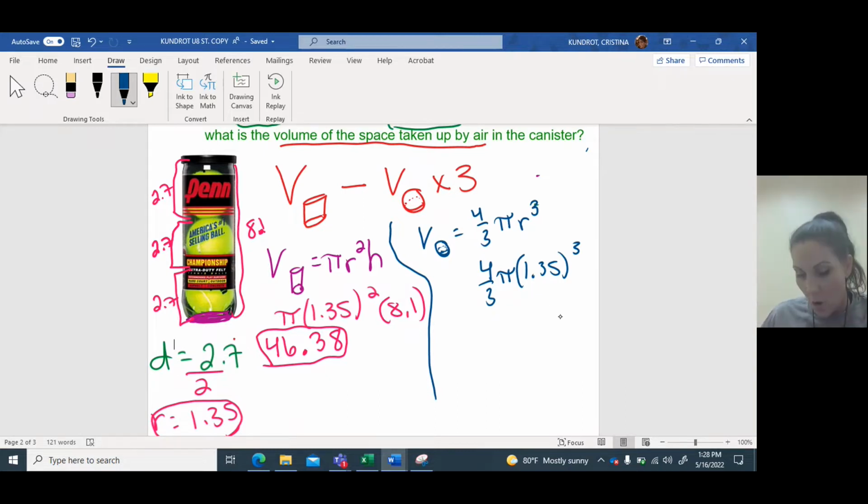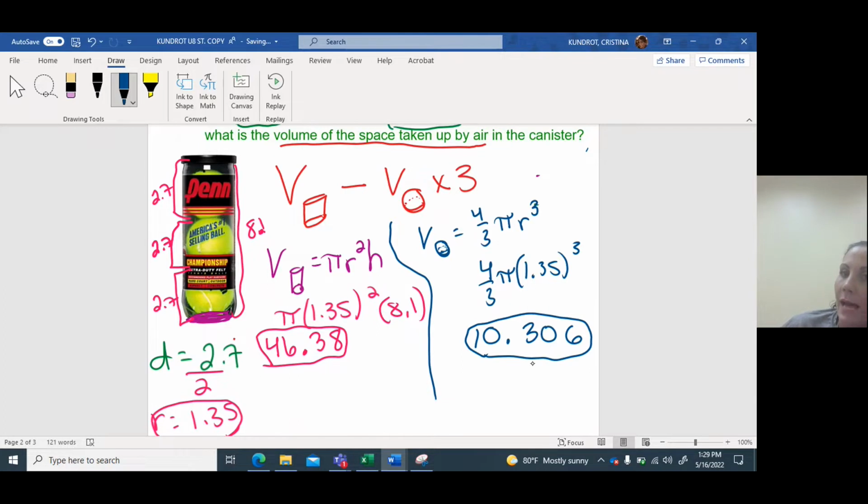So we're going to do 1.35 cubed, and then you're going to times that by 4. And then you're going to divide that by 3. And then you are going to multiply that by that pretty pi symbol. And you're going to equals. And what you get when you do that is 10 point, I'm going to say 306 is what that rounds to. Okay.